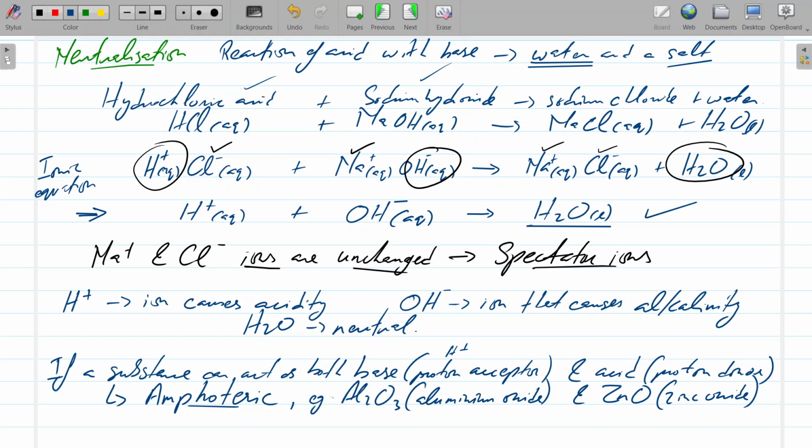But both of them can be neutralized. Well, yes, an acid and a base, and neutralization only occurs between an acid and a base. So you can't cause neutralization by adding two bases together or two acids together. That won't work. For a neutralization reaction to occur, you need both acid and base.